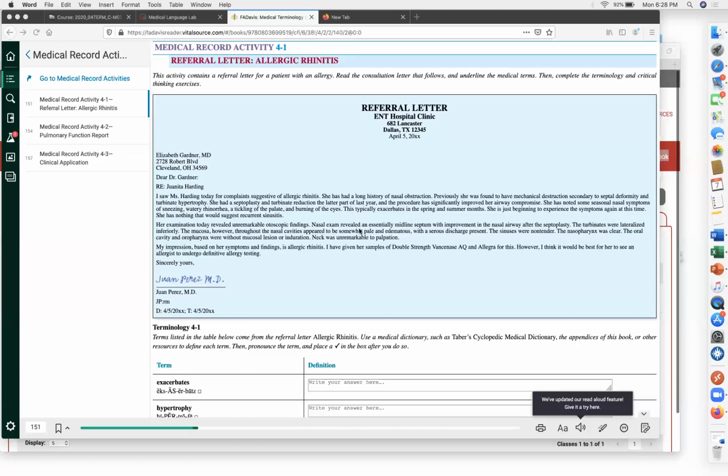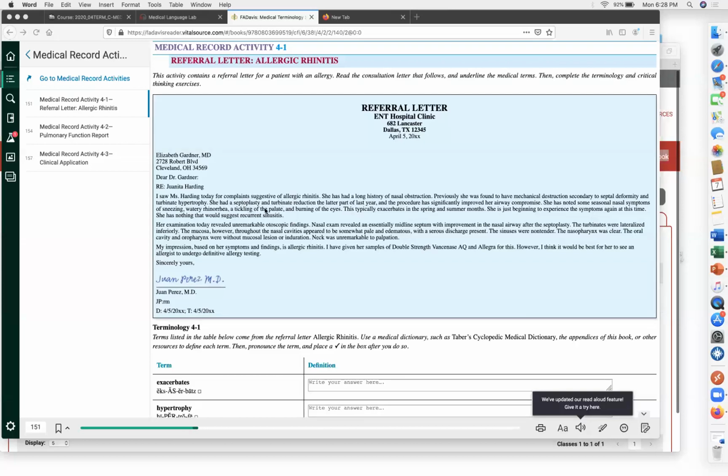Experiencing symptoms again at this time, she was noting that she has nothing that would suggest recurrent sinusitis. That's a nice question. Is the physician entertaining recurrent sinusitis? And according to this paragraph, no.